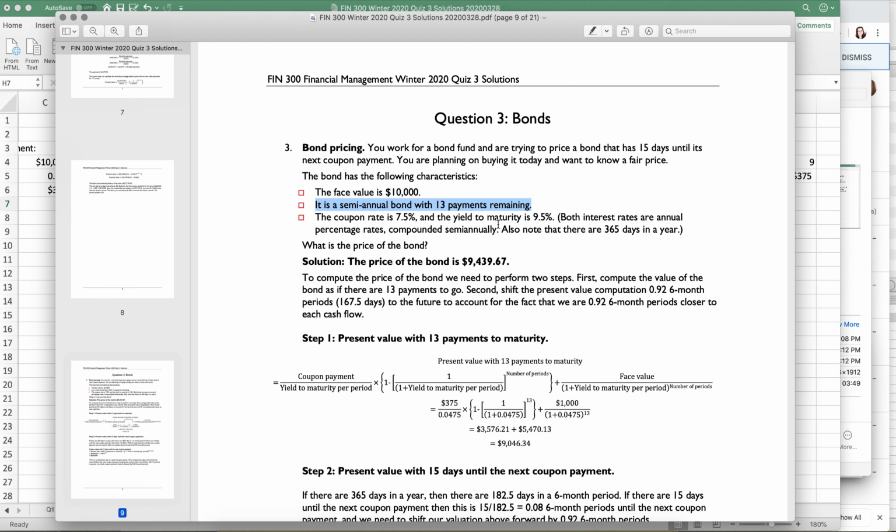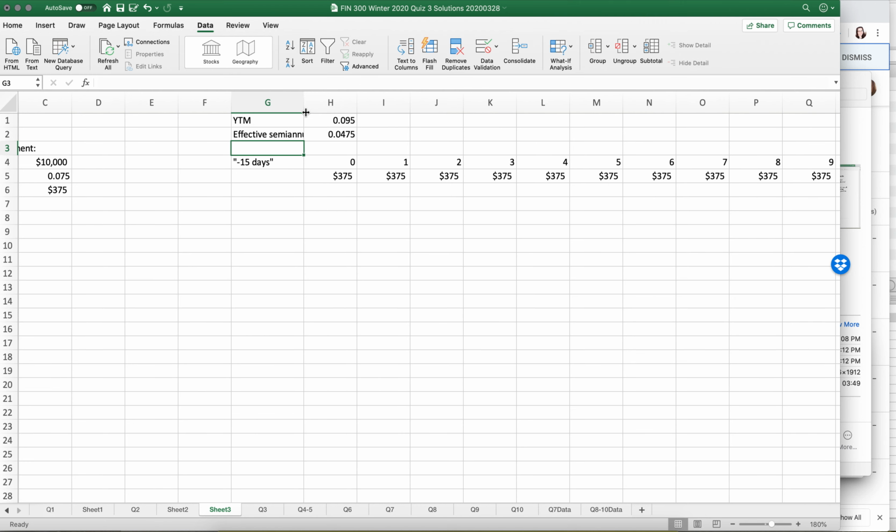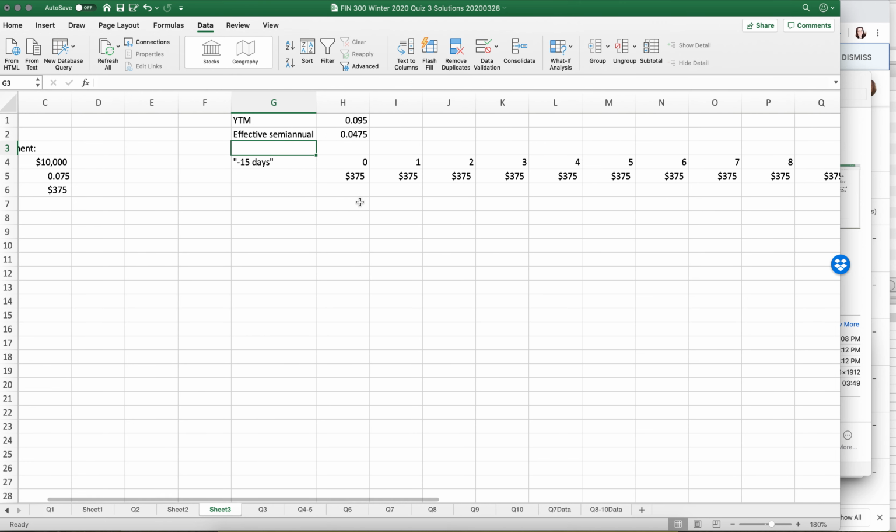Okay, so we have a yield to maturity of 9.5%. So, 0.095. So that means the effective semi-annual rate is going to be that divided by 2. All right, so let's do it the long way first.